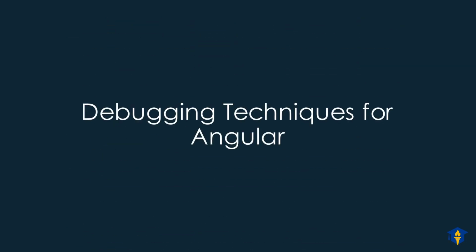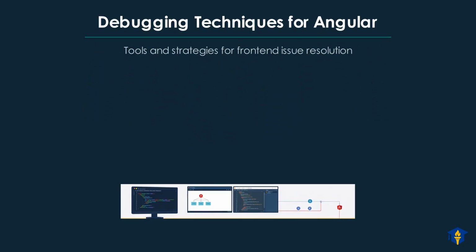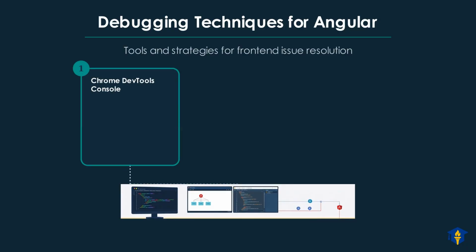We will now explore various debugging techniques specifically tailored for Angular applications. These are essential tools and strategies for effectively resolving front-end issues in your projects. First up is the Chrome DevTools console, a fundamental tool for debugging. Always check for red error messages, like the null injector error, which are crucial. The console also helps identify uncaught type error messages for undefined variables.